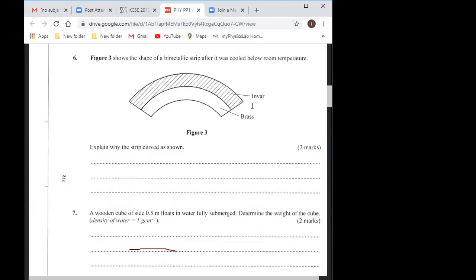Again, I'm reminding those two students who are not using the official names. I'm about to remove you from the group.